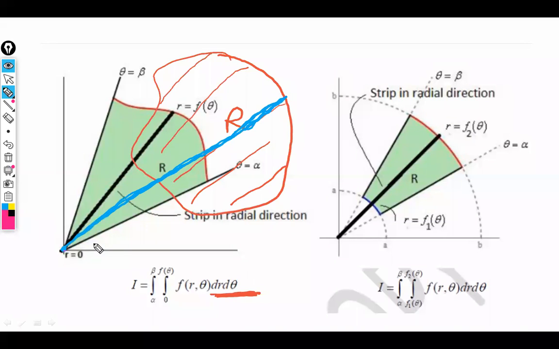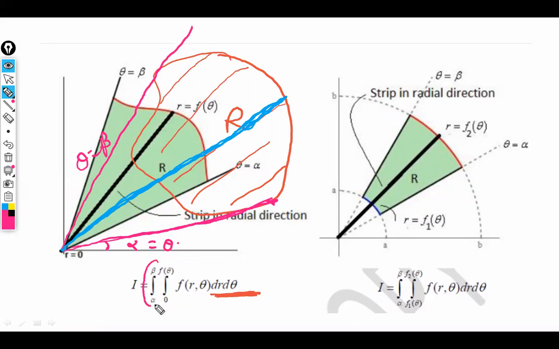Suppose the region starts at some extreme point. Suppose this is the extreme line, and for this line, theta is equal to alpha. At theta equal to alpha the region starts, and we are rotating this way. The extreme upper end is, suppose, theta equal to beta. Then the outer limits are alpha to beta.